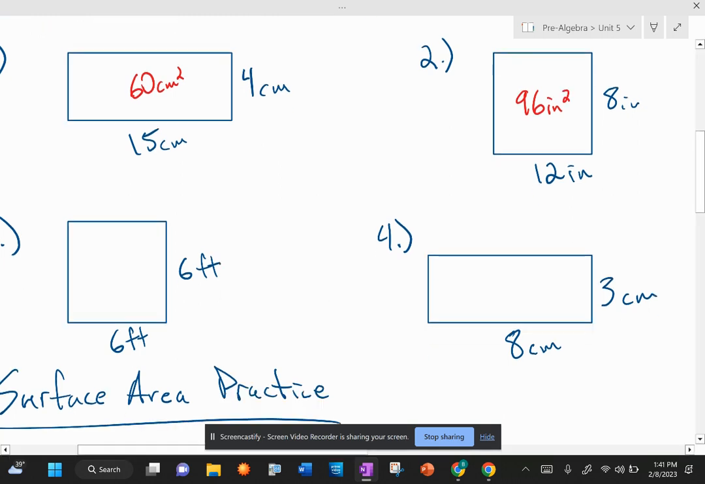Okay, number three. 36 feet squared. Okay, and then Cassius, number four. 24 centimeters squared. Okay, that is area.